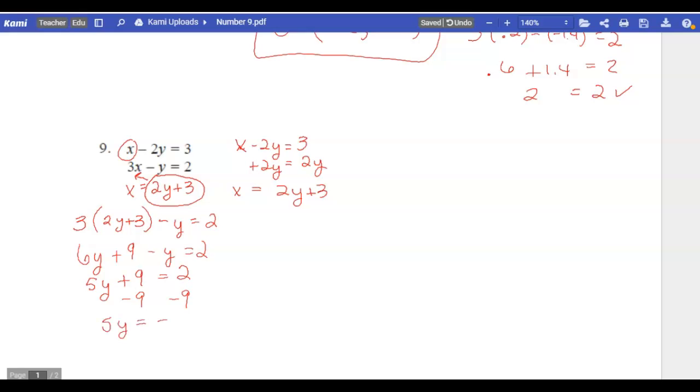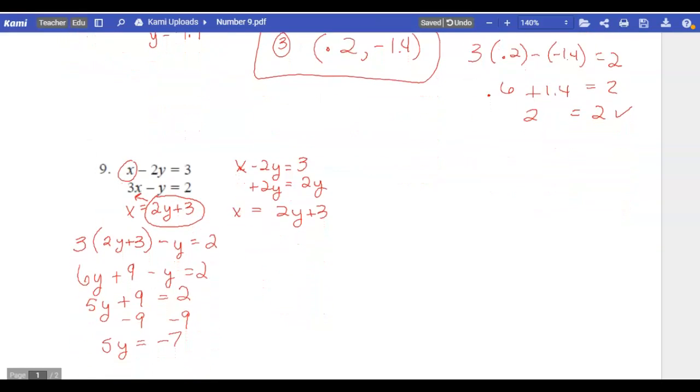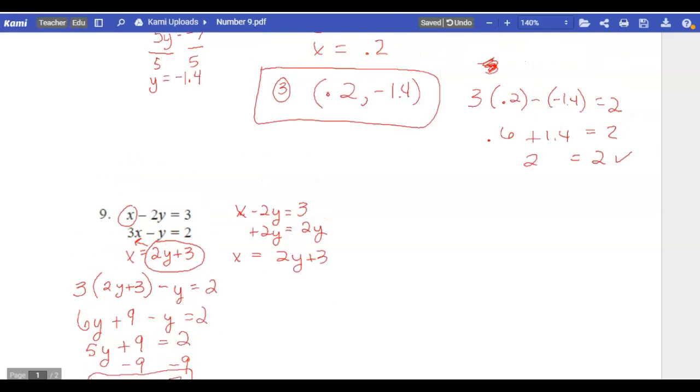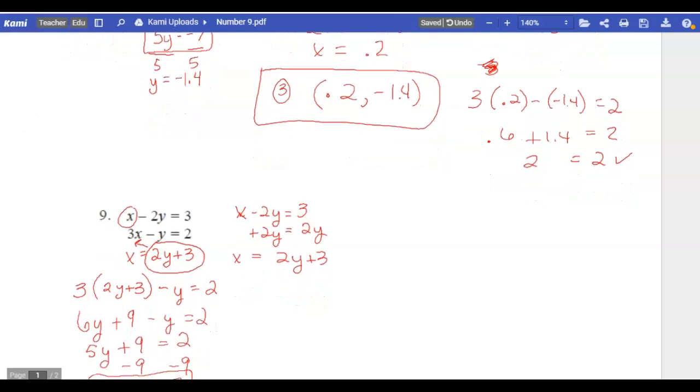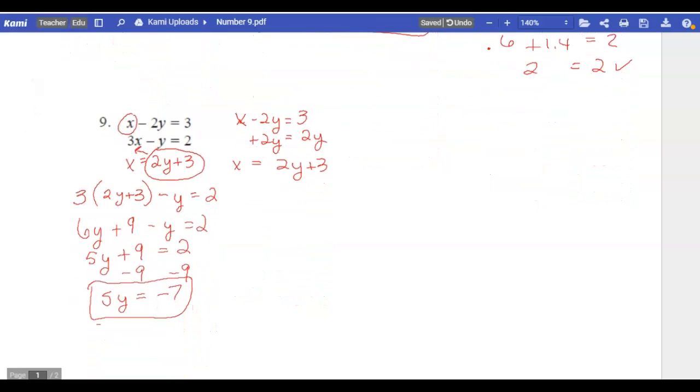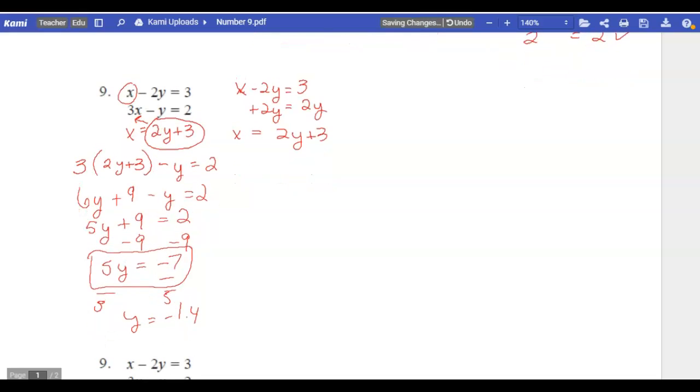5y equals negative 7. And actually, if we go back up here, look what we had here. I now have 5y equals negative 7. Look what I had up here. 5y is negative 7. So again, if I were to divide by 5, y equals negative 1.4. So again, I've gotten the right answer.